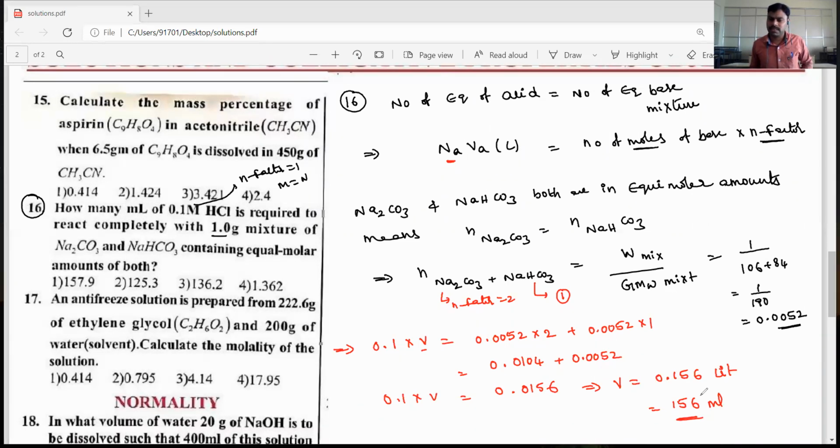So the volume of HCl is equal to 156 ml. The 156 ml option is approximately 157.9, so the first option is correct, dear students. It is nearer to the first option.